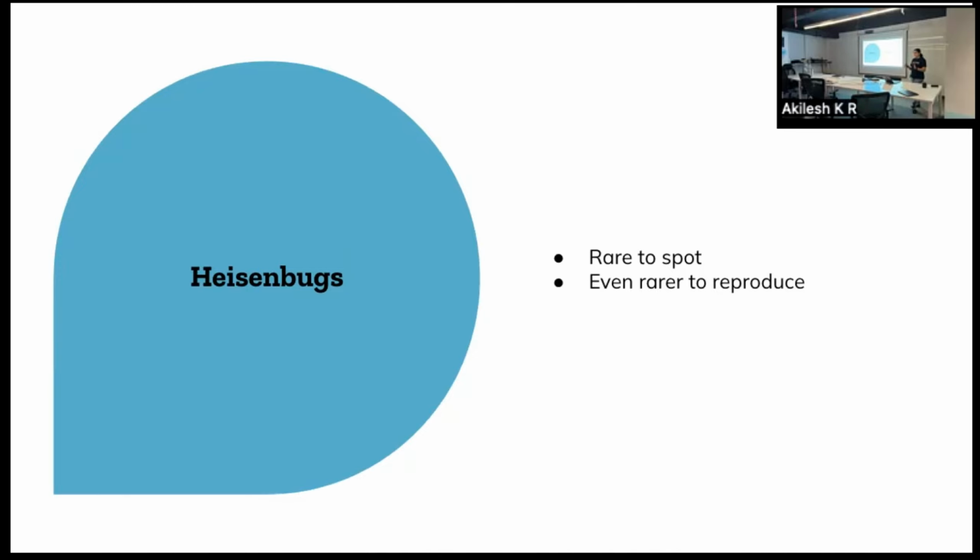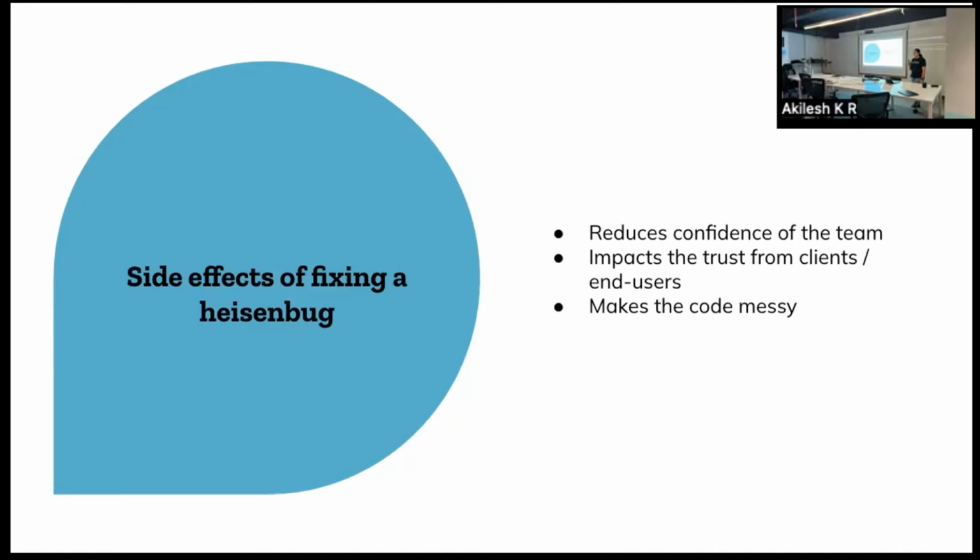These are very uncertain, the unicorns of unicorns of sorts, and that's why we call them Heisenbugs. And then we can fix these bugs by speculating about what could have gone wrong. We could go through the logs and traces and figure out what might have gone wrong. We could fix it, but there are certain side effects of fixing these bugs. One is we don't know whether we fixed it for sure, because we don't know how to confidently reproduce the bug. So that will reduce the confidence of the team itself.